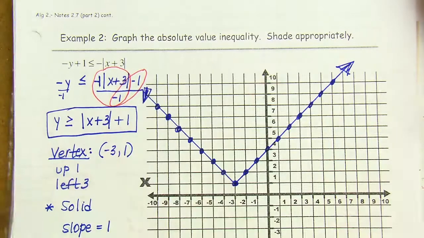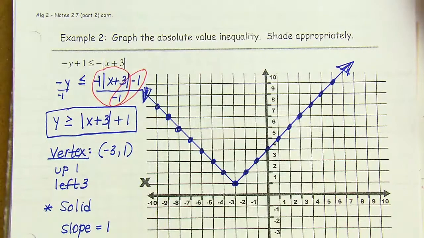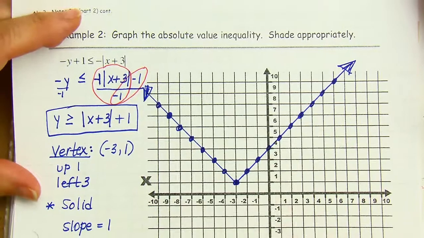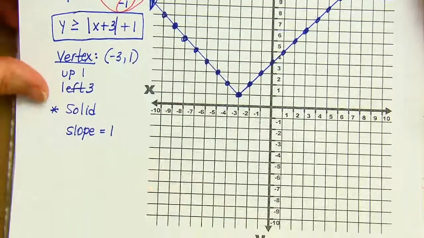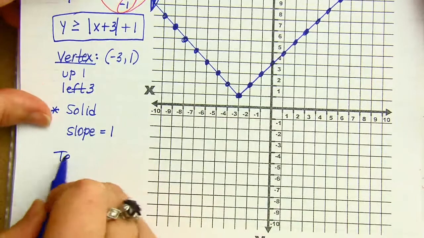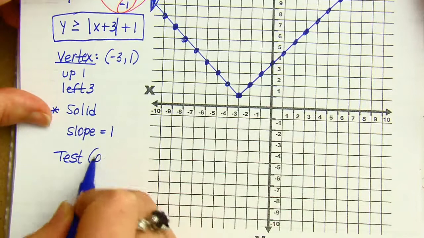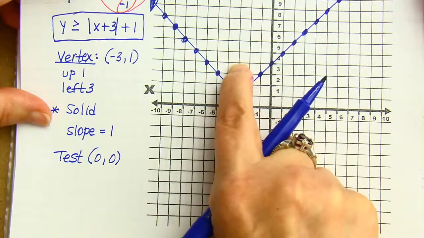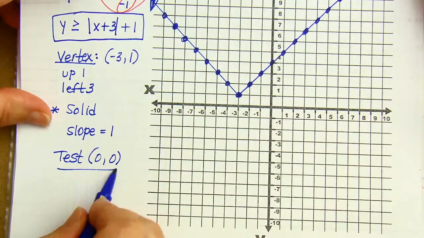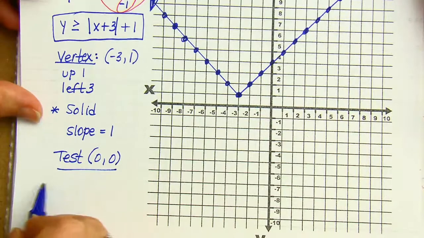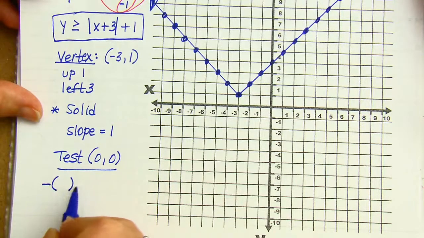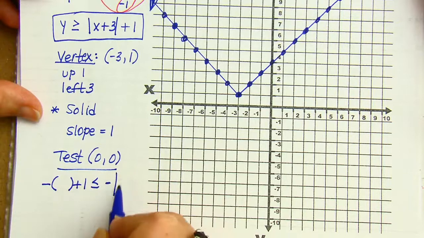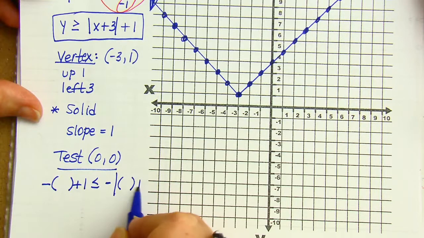And now I have to do my shading, which means I pick a test point. Again, 0, 0 is up for grabs, so I'm going to choose that. That's one of the easiest points to use. So I'm going to test 0, 0. You don't have to test 0, 0. You could pick a point up here if you want to. But remember, you have to test in the original. This was -y plus 1 less than or equal to the opposite absolute value of x plus 3.